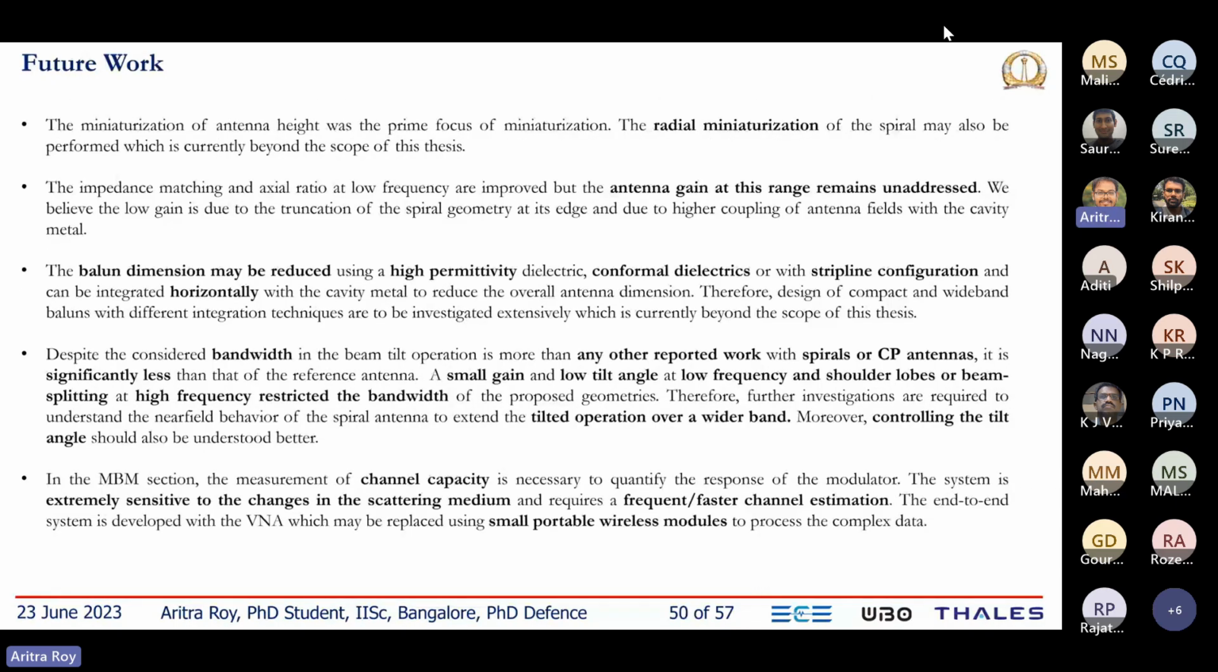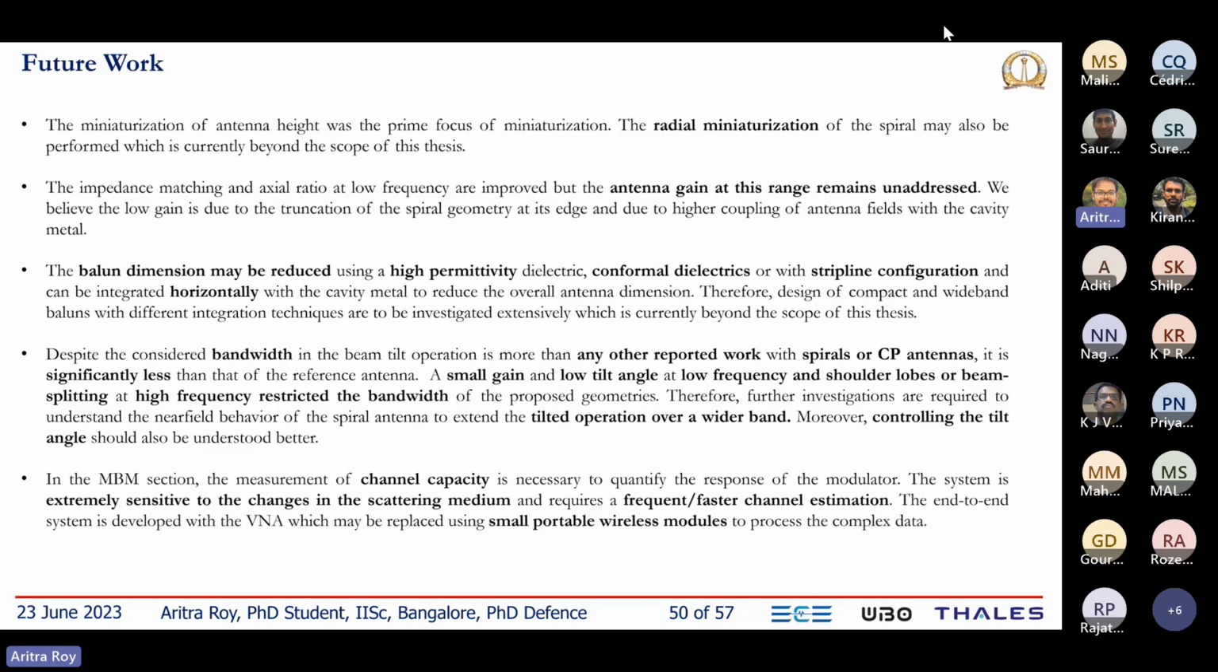Regarding the future work, we have only focused on the vertical miniaturization of the spiral and did not focus on the radial miniaturization of it. So that can be one part we can consider in future. The second one is the axial ratio and the impedance at the lowest frequency, which we have addressed, but we did not address the minimum gain at the lowest frequency. At low frequency, the spiral always has a very low gain. So how we can improve it, that we have to see.